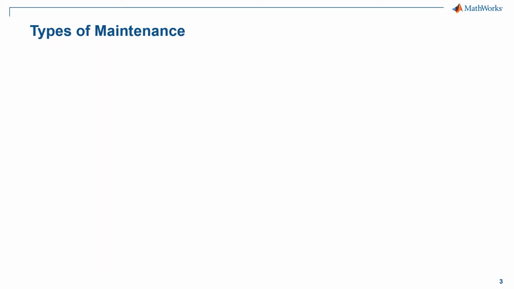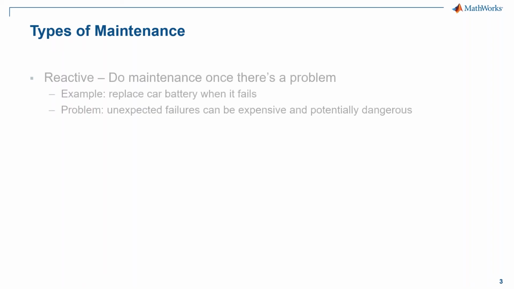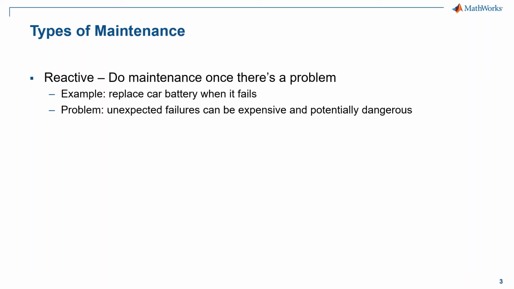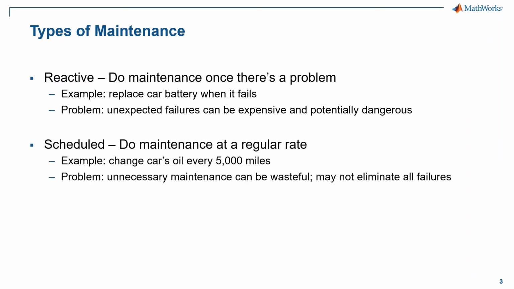And honestly, we do maintenance of various forms on almost any sort of system or device that we use. The maintenance that we can do can be reactive, so we're only going to fix it or replace it once there's a problem. Things like a car's battery or maybe a light bulb would be good examples of this. You can also do things like scheduled maintenance, where you have some sort of regular rate that you just do maintenance on, whether it needs it or not. Things like changing your car's oil every 5,000 or 10,000 miles is a good example of that.